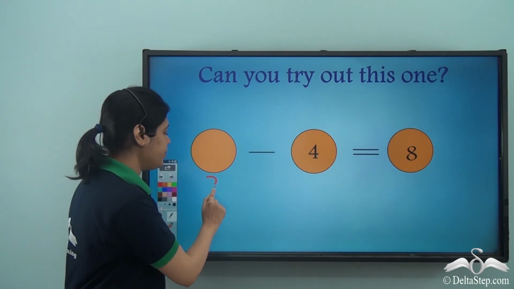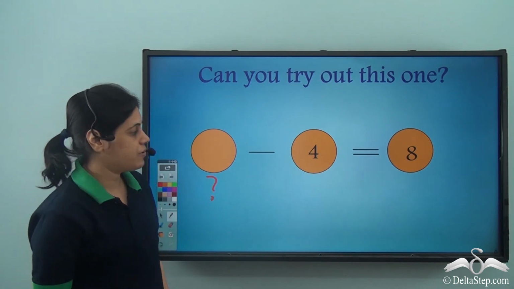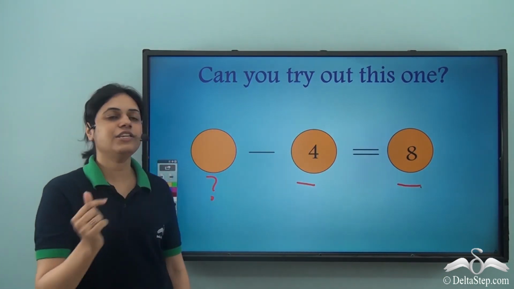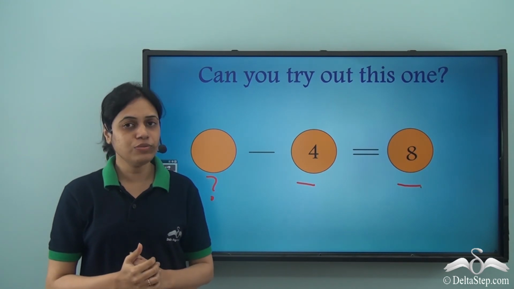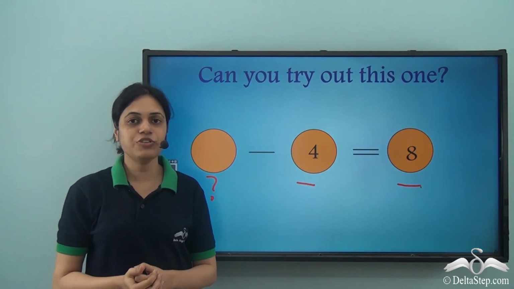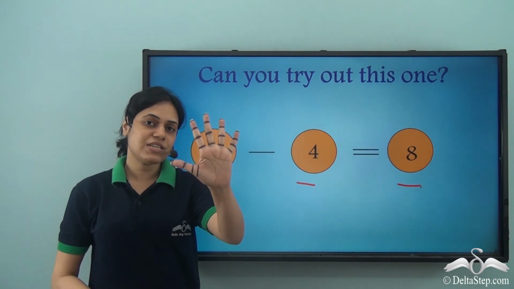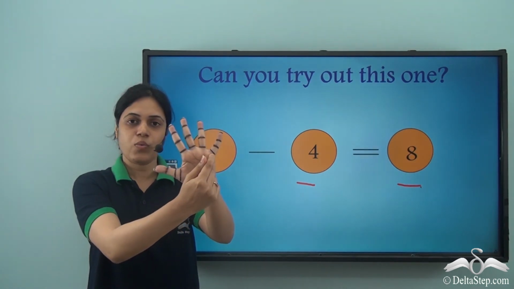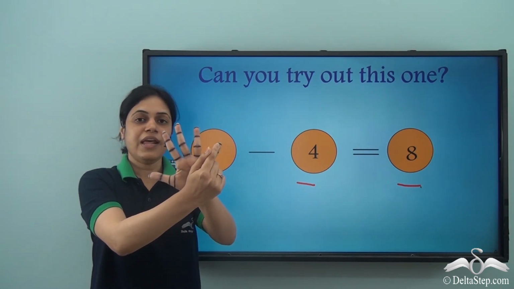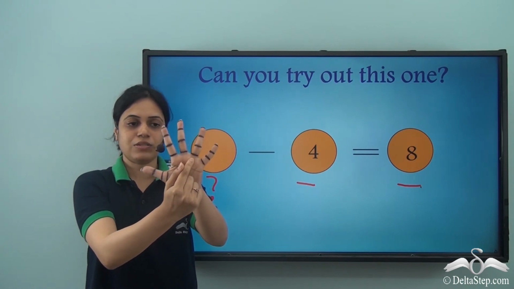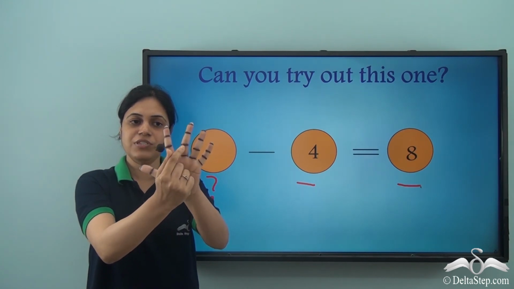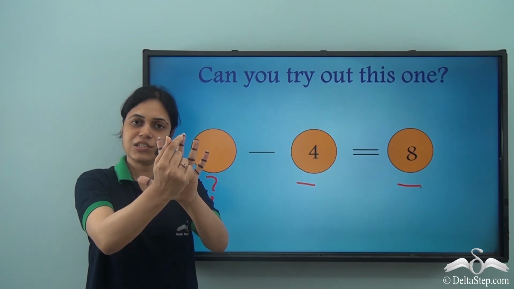So we have a number, a hidden number. Minus 4 is equal to 8. And I need to find this number. So what will I do? I'll add 4 and 8. So let us add 4 and 8 using finger marks. So first I will count 4 finger marks. 1, 2, 3, 4. Next I'll count 8 finger marks. 1, 2, 3, 4, 5, 6, 7, 8.